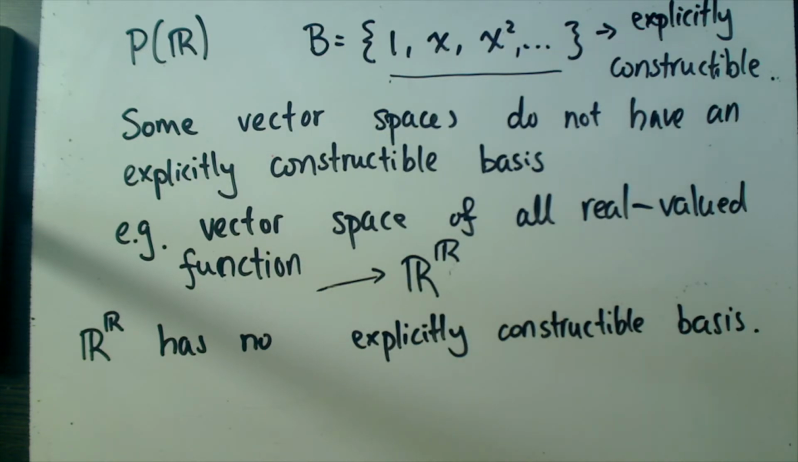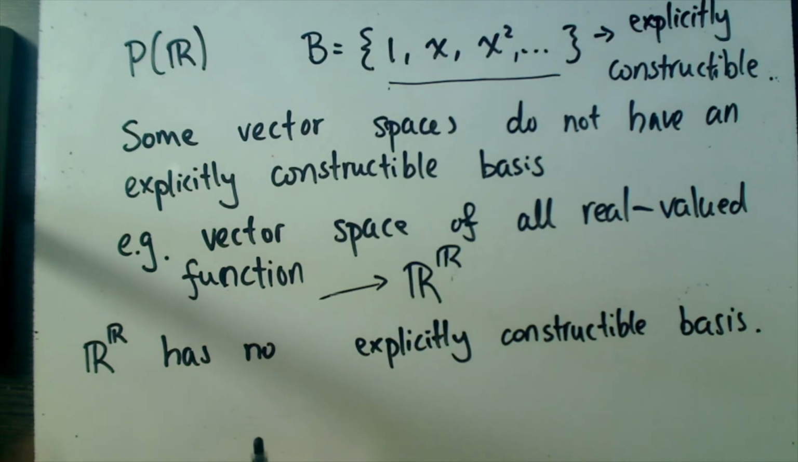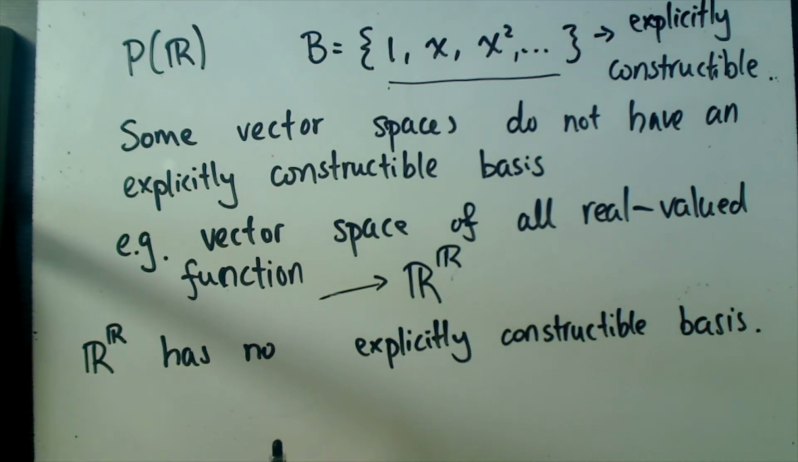And in fact, even if you want to prove that a basis exists for the space, you will need to use the axiom of choice. You will need to use the axiom of choice to even prove that a basis exists for this vector space. And because infinite dimensional vector spaces can get very weird, we generally exclude them in our study of linear algebra.